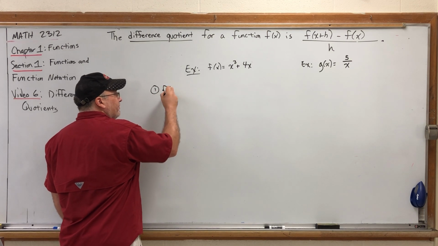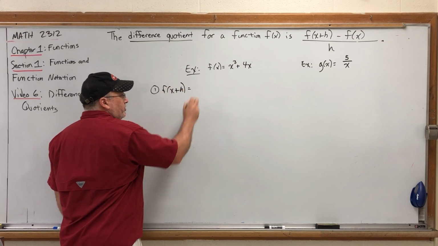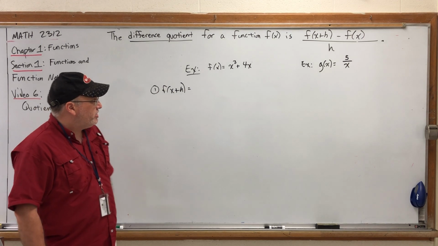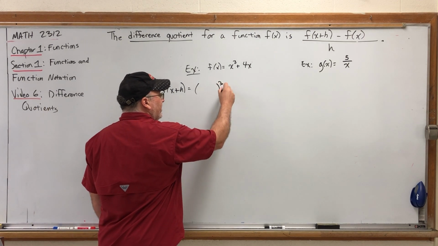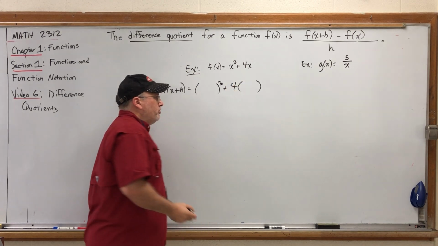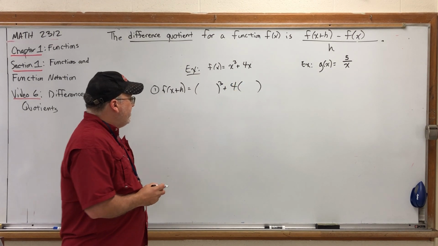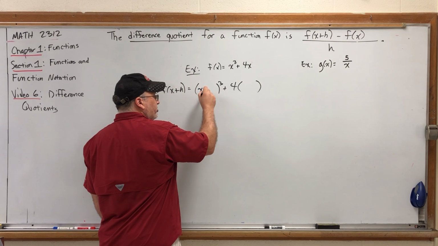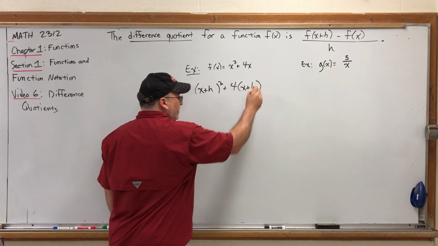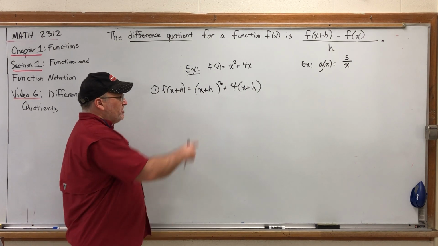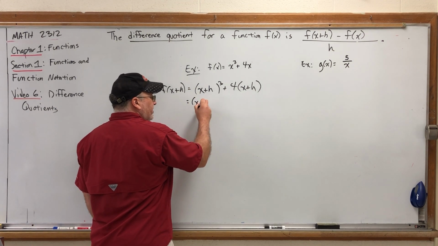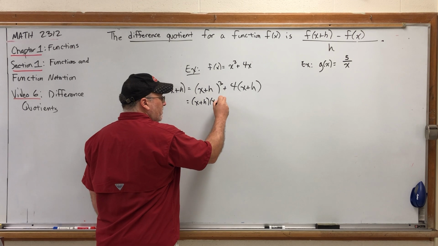First, evaluate the function at x plus h, which means we're going to remove all the x's, and if you would like, replace them with empty parentheses. I would highly recommend that. Parentheses cubed plus 4 parentheses. And then substitute x plus h into the parentheses. Now, this would take a little bit of time to clean up, especially here, because you would have to write the x plus h 3 times.